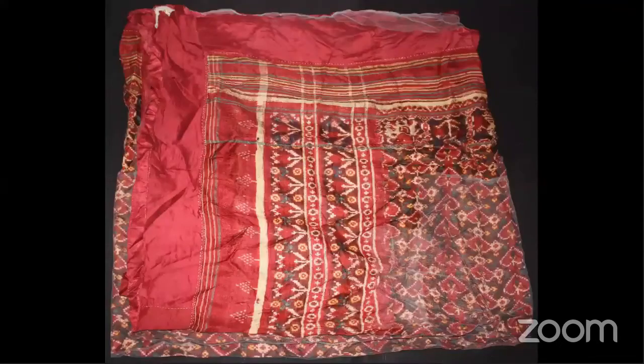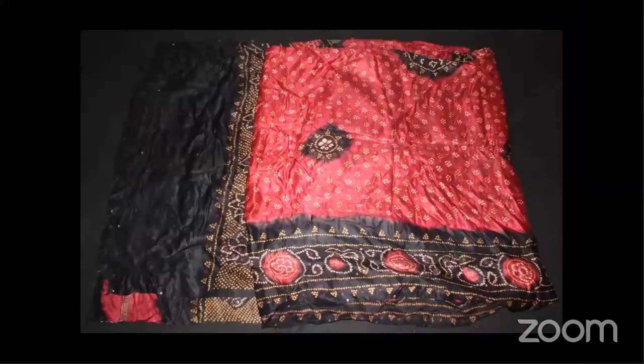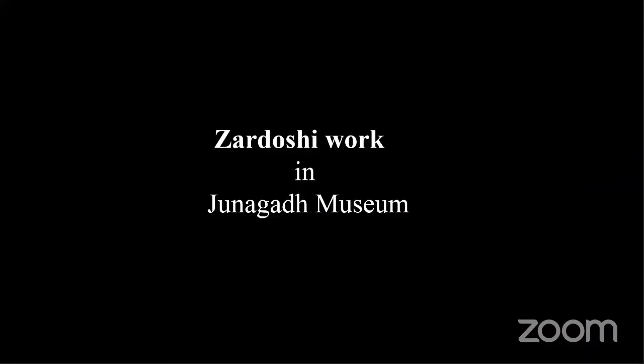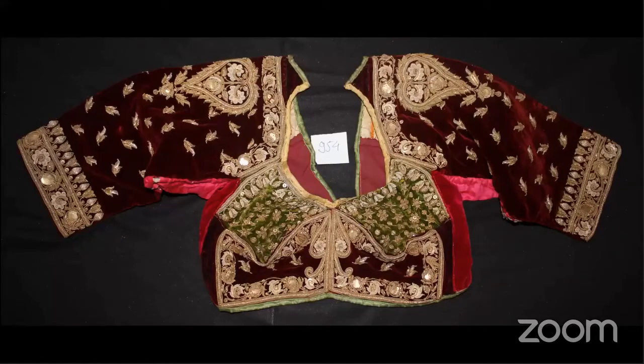Let's start with our special objects of the Zardosi work of the Junagadh Museum. Basically, Zardosi is a form of embroidery that came to India from Persia during Akbar's period. In the literal translation, Zar means gold and Dosi means embroidery. This is some close detail of this Zardosi work.